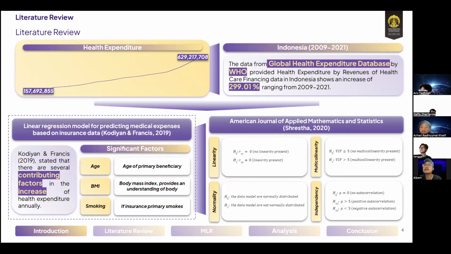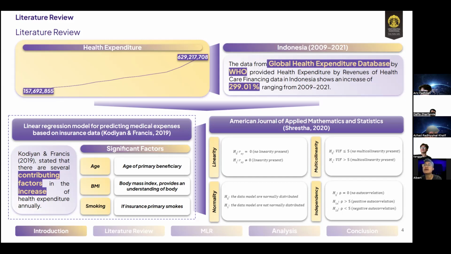So here we conduct the literature review. We can see that from the Global Health Expenditure Database by WHO, the healthcare financing data in Indonesia shows an increase of almost 300% from 2009 to 2021. Next, we conducted a literature review regarding a linear regression model for predicting medical expenses based on insurance data by Kodian and Francis, 2019. There are some significant factors listed in the journal, such as age, BMI, and smoking.